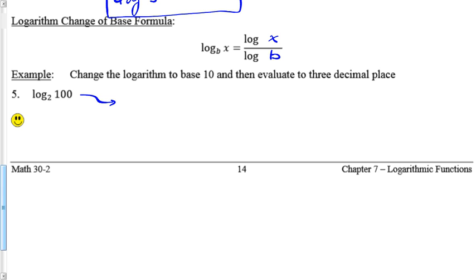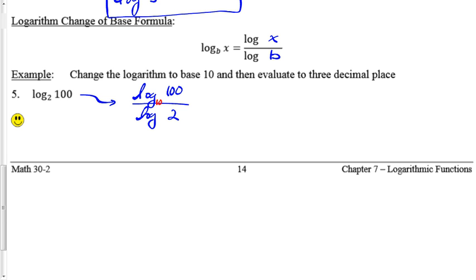Yeah, Gernot. Yeah, log of 100 over the log of 2. And then we could just plug that into the calculators. Log of 100, though, remember this is a common logarithm, so it's base 10. So what is the log base 10 of 100 equal to?